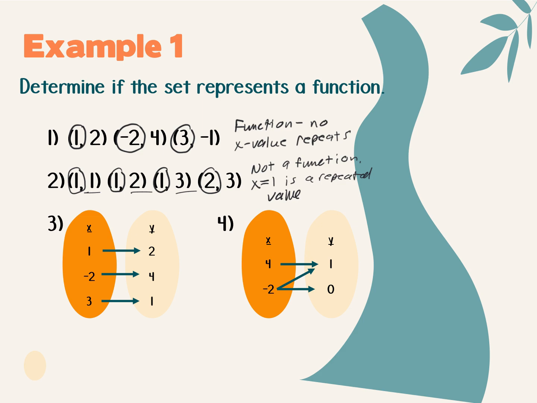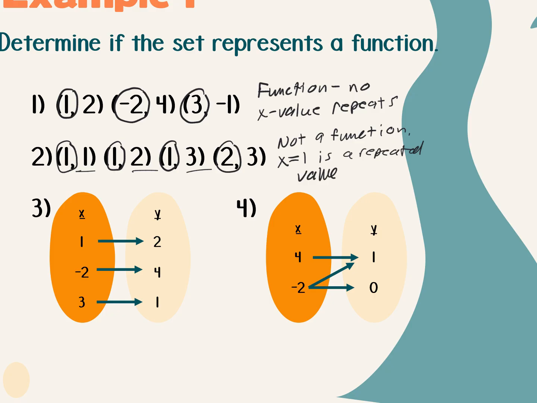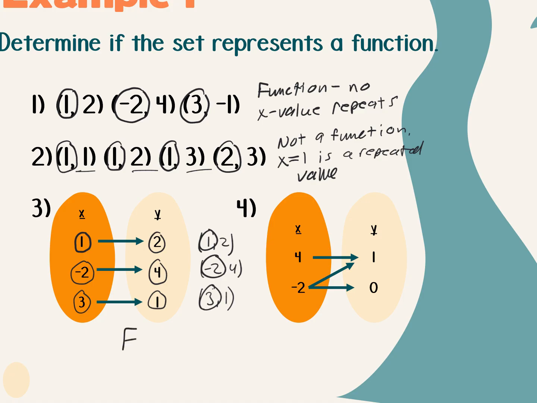Now, 3 and 4 are what we call mapping diagrams. So it's a map of where an x value goes to a certain y value. But you can think of these just like ordered pairs. So if x is 1, and that is mapped to 2, that's an ordered pair of 1, comma 2. Same thing with the next one. If -2 is mapped to 4, think of this as -2, comma 4. And if 3 is mapped to 1, think of this as an x value of 3, y value of 1. And if you're looking at it like this, you can see clearly that no x value repeats. I have 1, -2, and 3. So this one would be a function, just because no x value repeats.